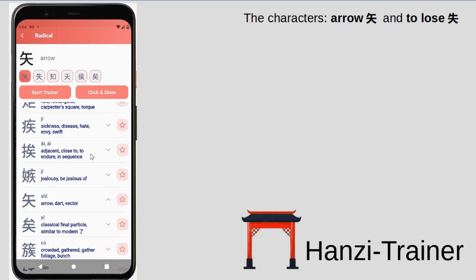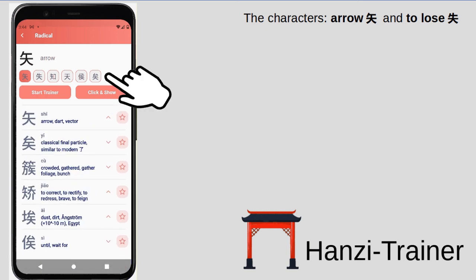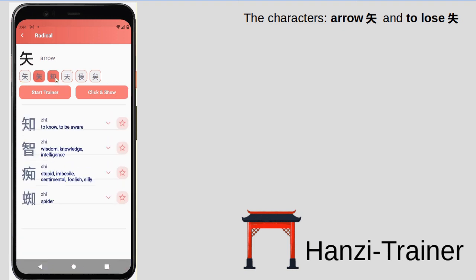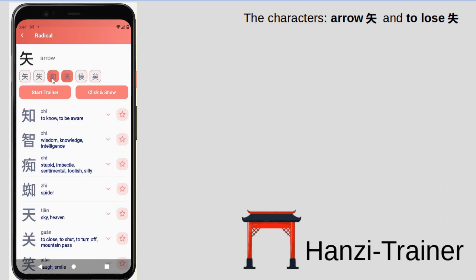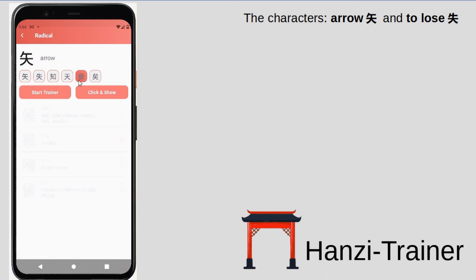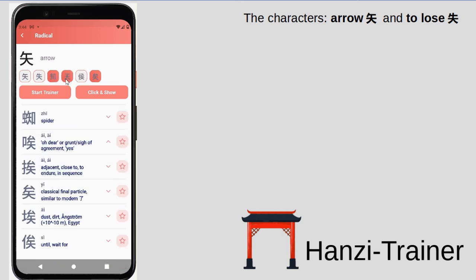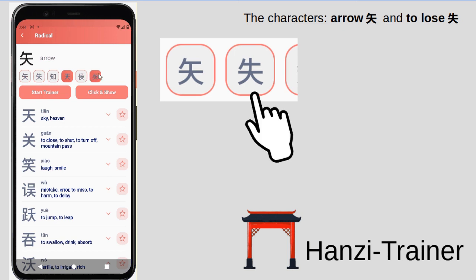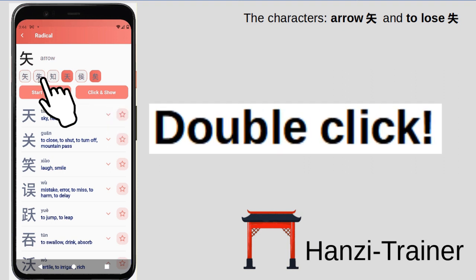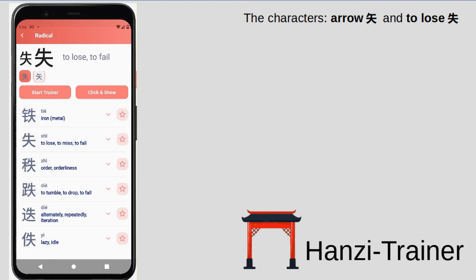Okay guys, I could continue with working on this list one by one, but let's have a look here into the second line. Here we have some radicals that stand in a certain relation to this radical for arrow. I can switch those radicals on and off, and the corresponding Hanzi characters will be added or removed from the list below. The second entry is rather similar to the radical for arrow, and I go on it with a double click and come to the subpage for this radical.